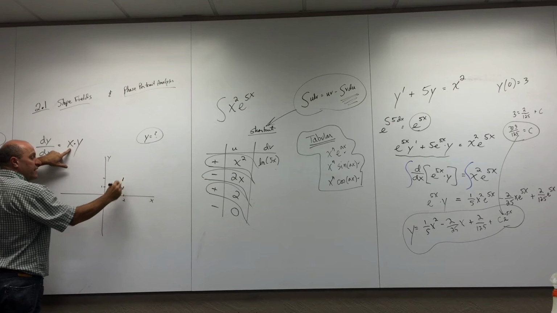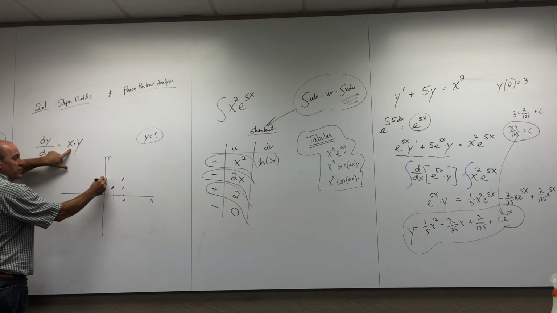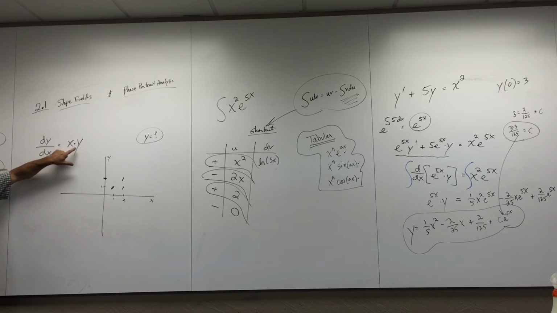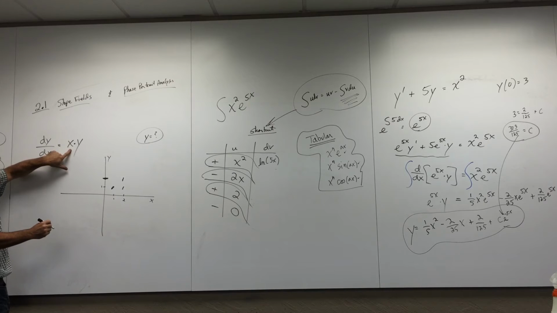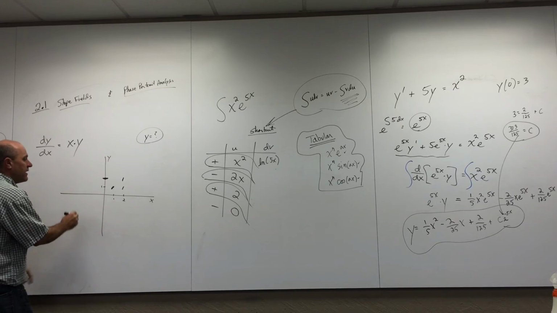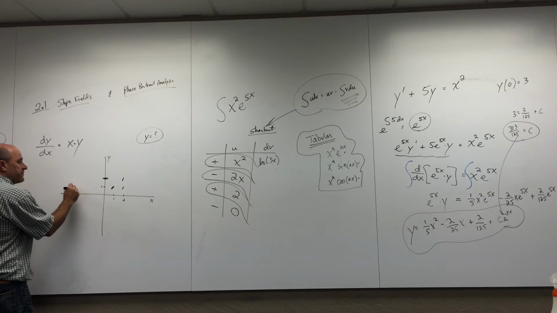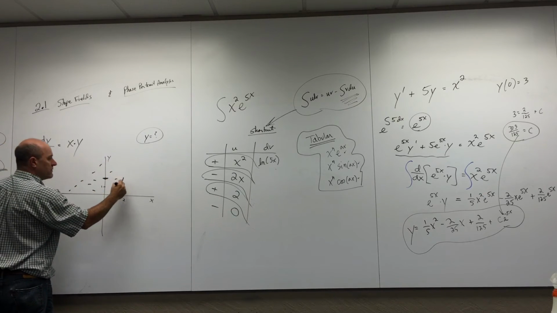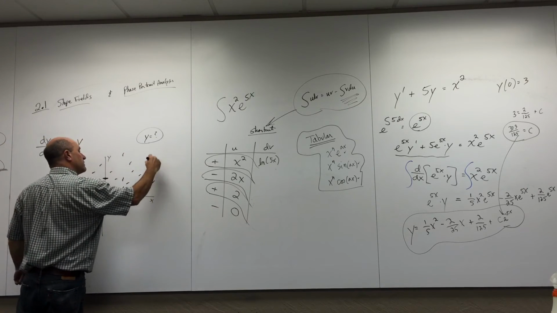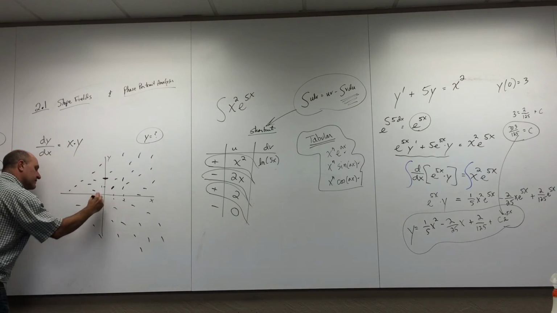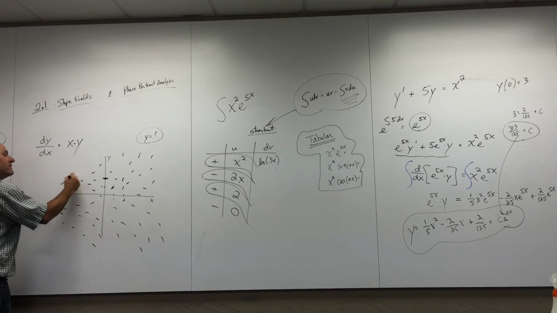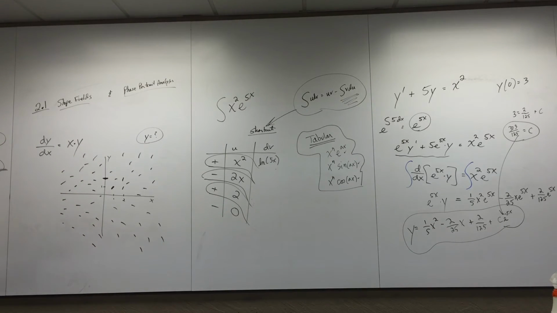That's pretty steep. What if I was at the point (0, 2) right here? The slope would be 0. I could draw a little line segment with a slope of 0. Now listen, I really don't want to sit here and do this by hand for all these points. So let's just pretend I did, and I get this kind of a picture. This is kind of what a slope field may look like, just a bunch of little line segments everywhere.